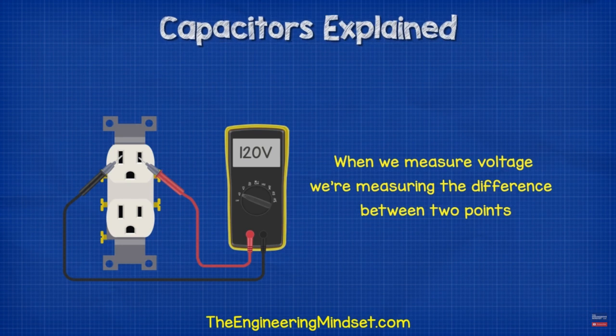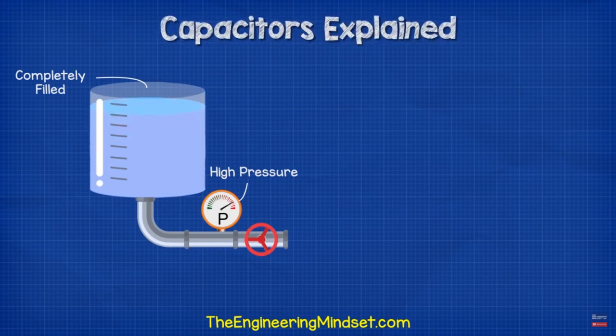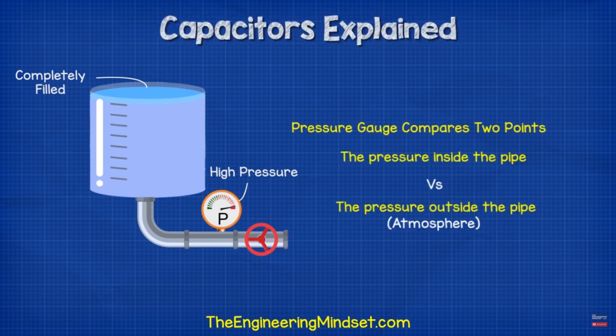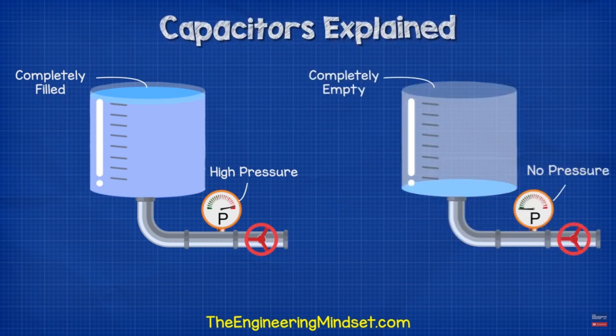When we measure pressure, we're measuring the difference, or potential difference, between 2 points. If you imagine a pressurized water pipe, we can see the pressure using a pressure gauge. The pressure gauge is comparing two different points also, the pressure inside the pipe compared to the atmospheric pressure outside the pipe. When the tank is empty, the gauge reads 0 because the pressure inside the tank is now equal to the pressure outside the tank, so the gauge has nothing to compare against, both are the same pressure.